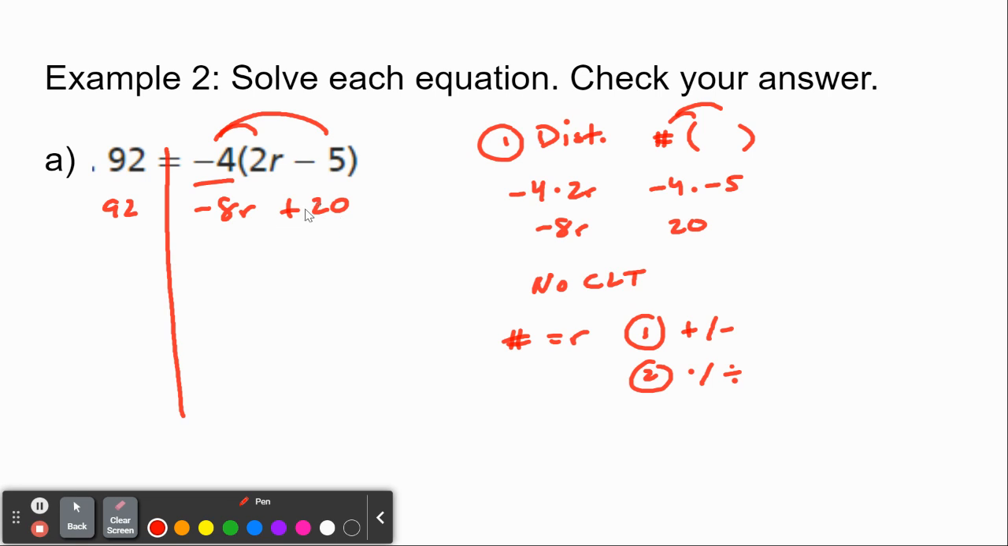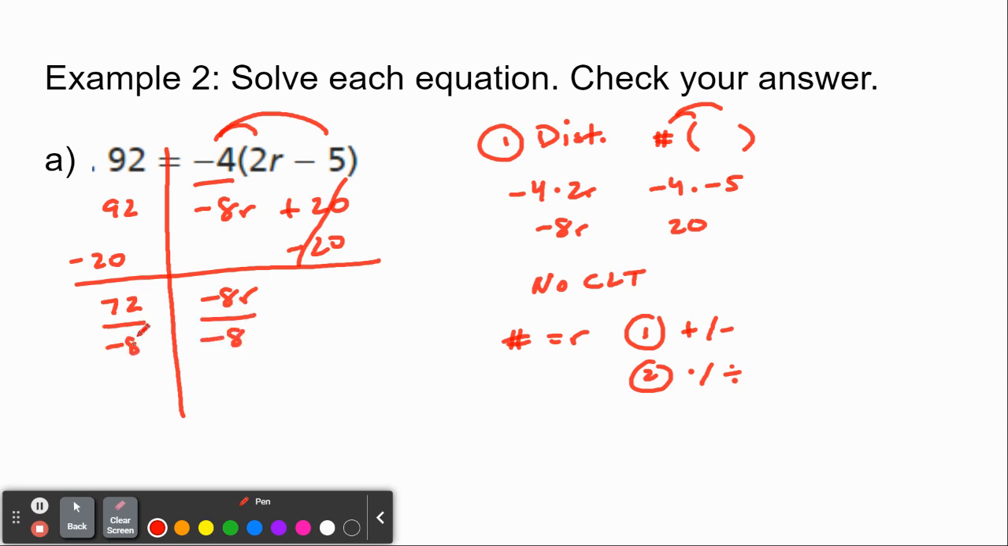So this +20 I'm going to get rid of. It's adding, so we're going to subtract it on both sides. 92 minus 20 is 72. Bring down the -8r. The 20s cancel. And now we'll do our division. This -8 is multiplying with r, so we're going to divide by -8. Remember, we have to divide by the negative as well. 72 divided by -8 is -9. The -8's cancel, and there's your value of r. And -9 equals r.